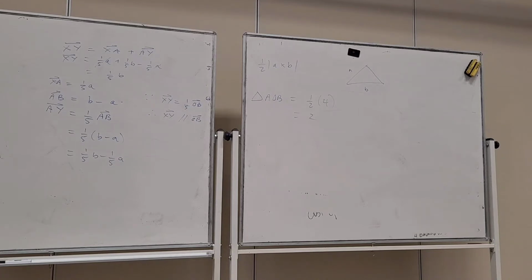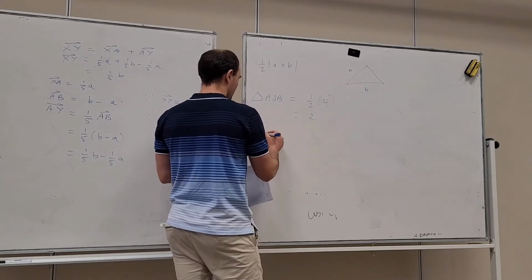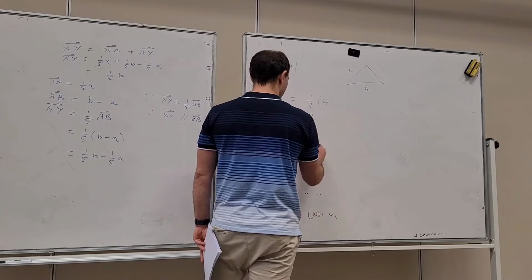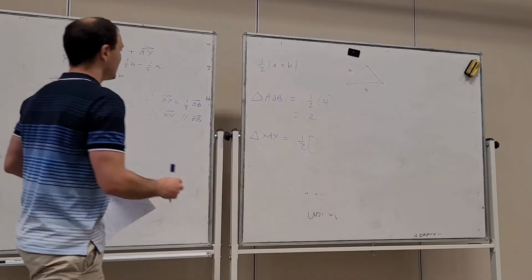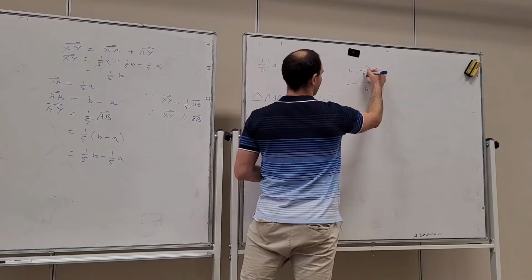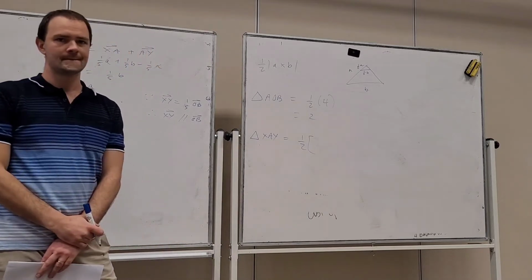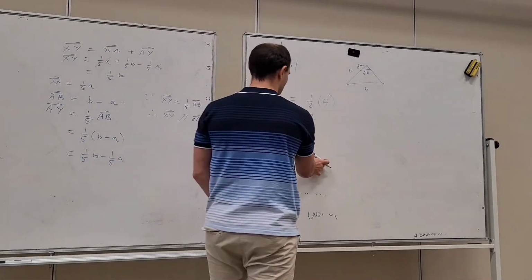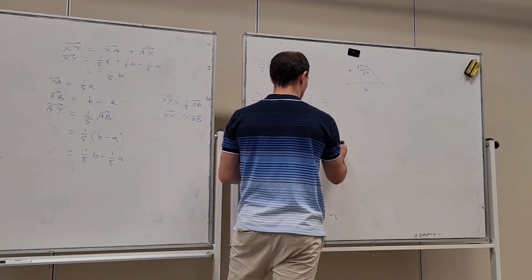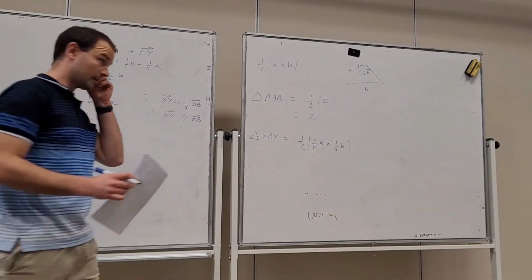Okay, then we have triangle XAY. Well, what we have in triangle XAY, right? If we were to do the area of it, it's going to be half, alright? And triangle XAY is this little part here, isn't it? Where this is 1/5 of B, and this is 1/5 of A. Alright? So it's going to be half 1/5 of A cross 1/5 of B.